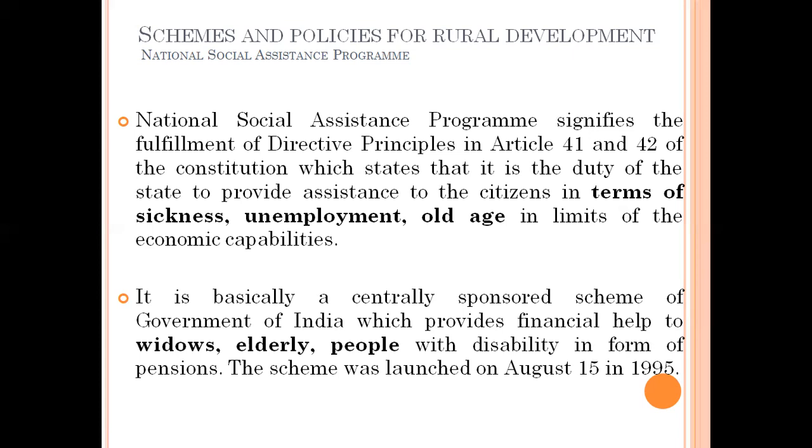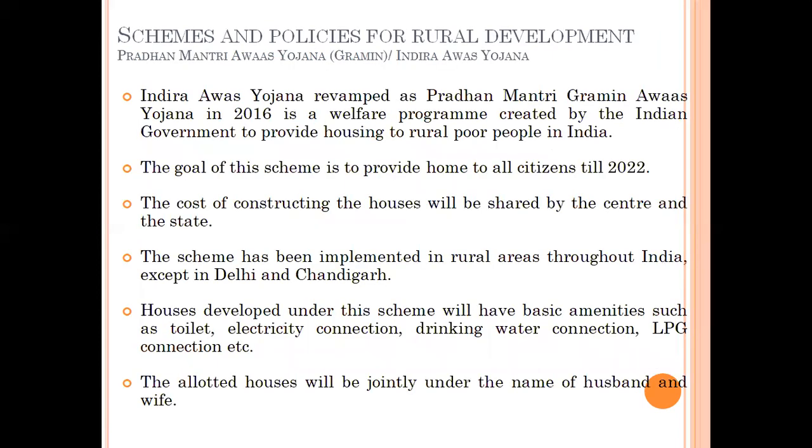Next, we have Pradhan Mantri Gram Awas Yojana. Earlier, this scheme was known as Indira Awas Yojana. So it is a social welfare program, and the objective is to provide housing for the rural poor in India. And this scheme for urban people was also launched in 2015 as Housing for All by 2022.